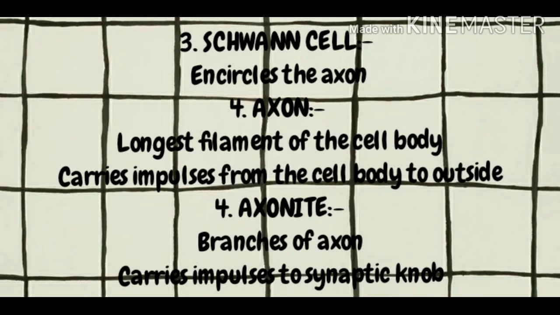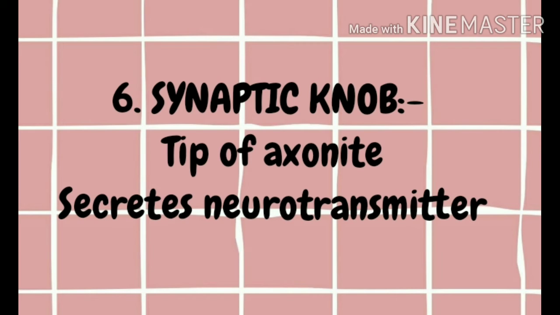And the third part is the Schwann cells that encircle the axon. Axon is the longest filament of the cell body. It carries impulses from the cell body to the outside, and the branches of axon which carry impulses to the synaptic knob are axonites, and this synaptic knob is the tip of axonite which secretes neurotransmitters. You know neurotransmitters like acetylcholine, dopamine and all that. So these kinds of neurotransmitters are secreted from the synaptic knob.